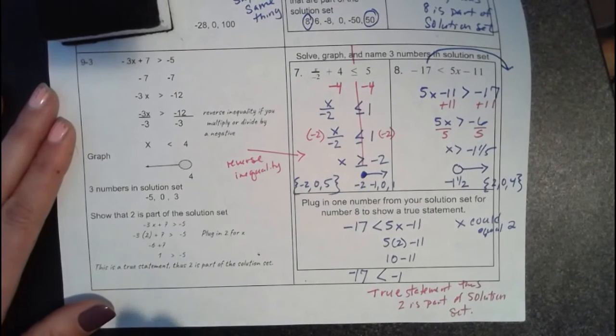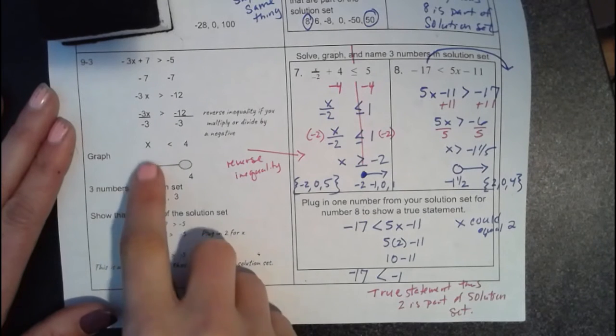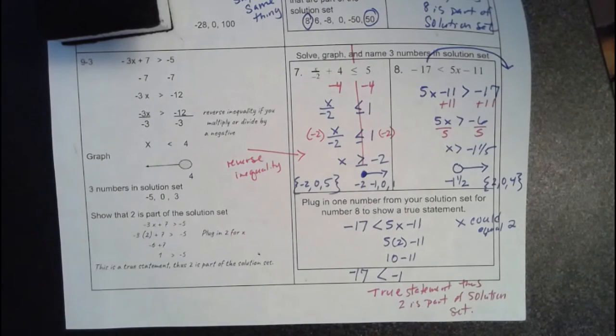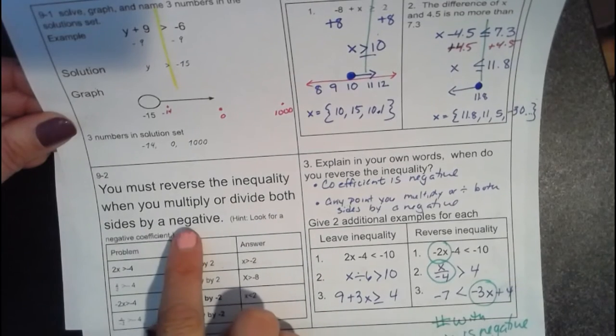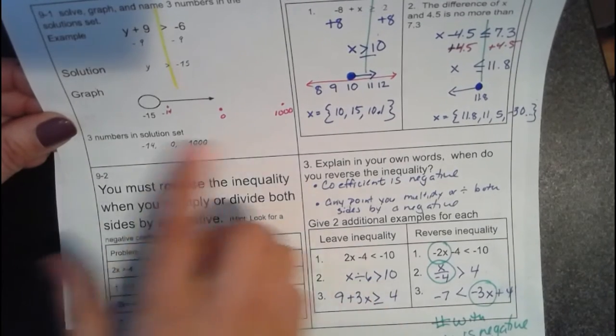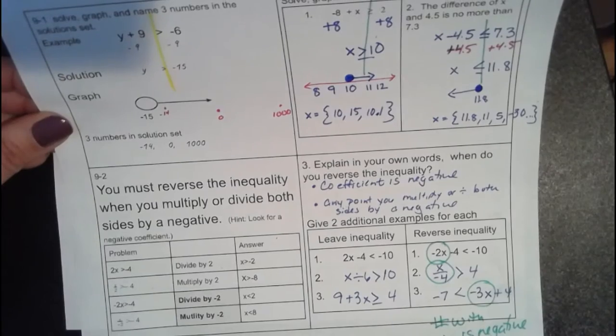Hi, we're going to be working on some two-step inequalities. And here are some examples written up. There's really nothing new to learn. We are still just really focused on the fact that you must reverse the inequality when you multiply or divide both sides by a negative. That is the only concept that we're really working on in the whole chapter.